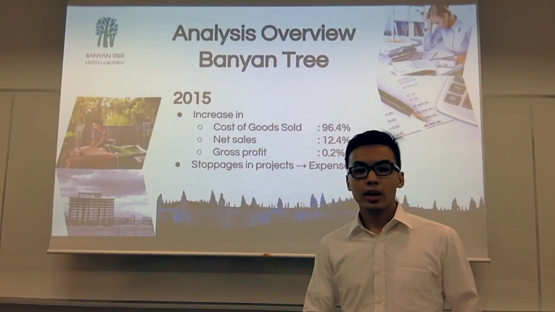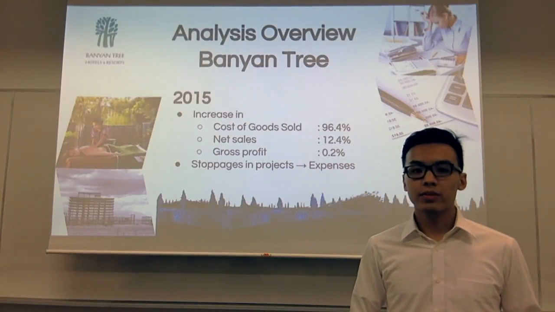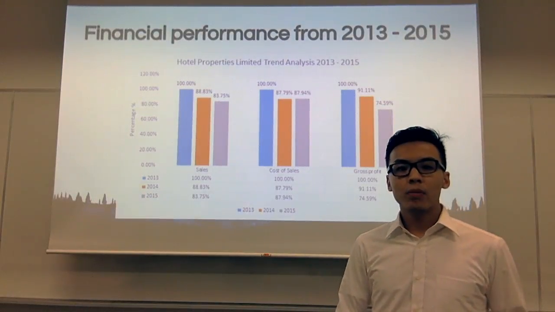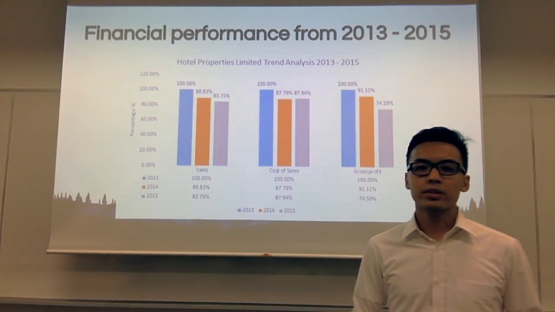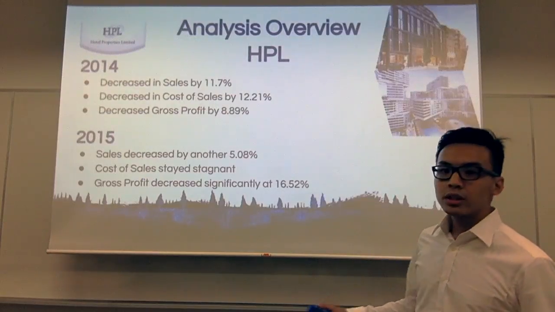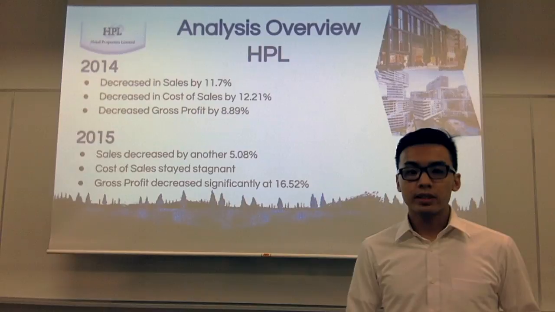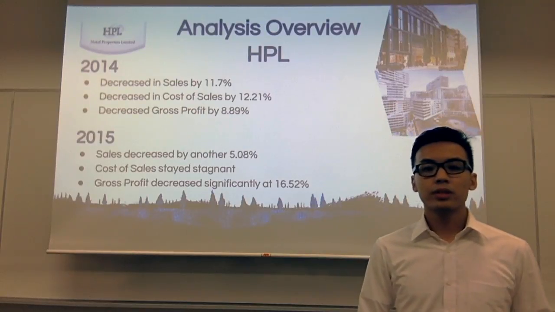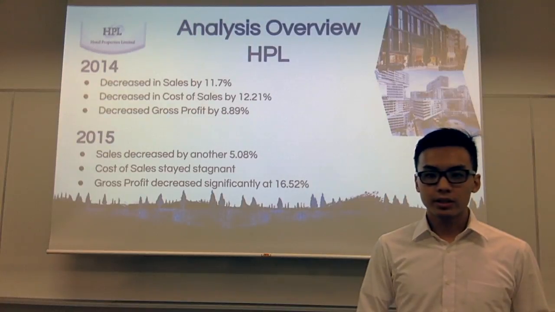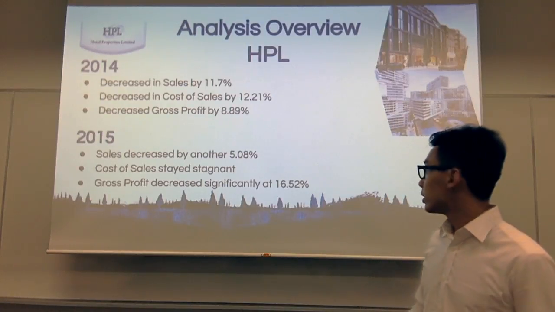Thank you, Eunice. Now we're doing the financial analysis for Hotel Properties Limited. From the graph, we can observe a constant decline in sales, cost of sales, and gross profit over the 3 years. By analyzing the rate of change, we can observe a sharper and faster decline in gross profit compared to sales and cost of sales respectively. This might imply a general decline in business volume, which will be explained further later.